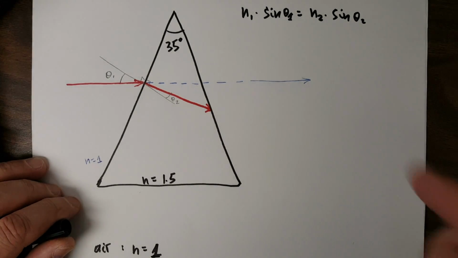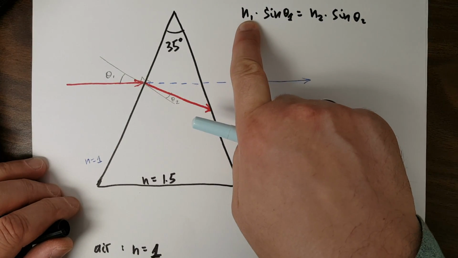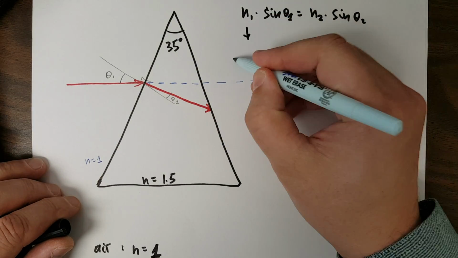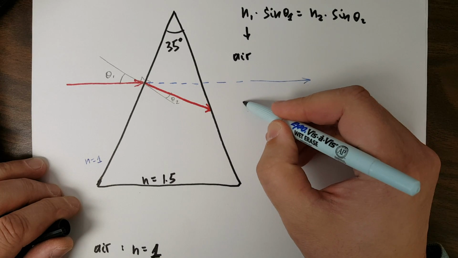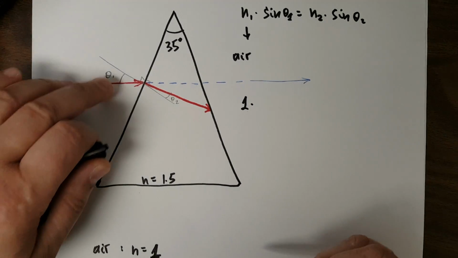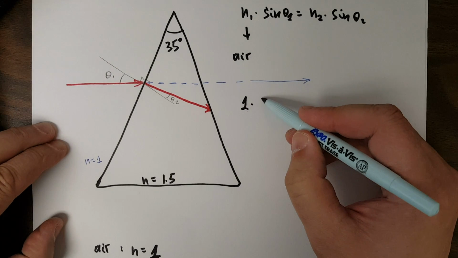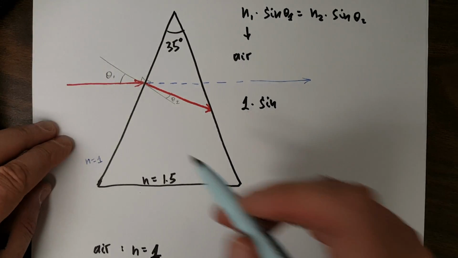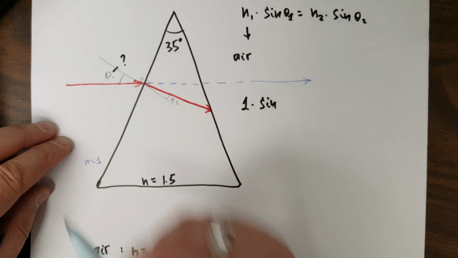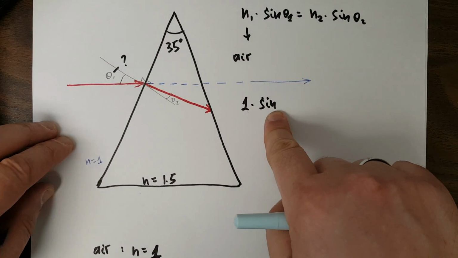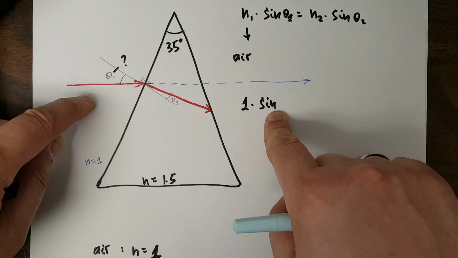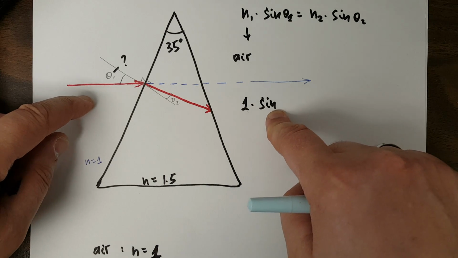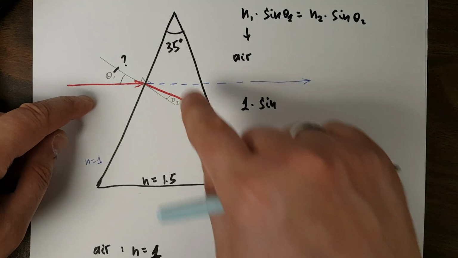Well, what is the first medium in this case? That's the air. So for N1 we're writing number 1. Now we have to multiply by the sine of a number. This is the angle we have to use for the angle of incidence. So do we know it? Well, no. So we must relate it to some other angles we know.